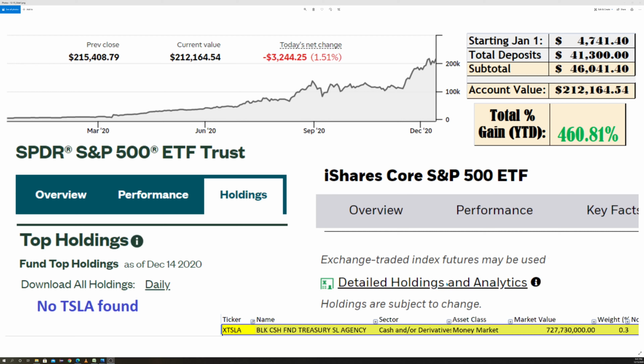Hello everyone. Today I'll give a quick update on my account, talk about some of the trades that I've executed this week, then the status of the Tesla inclusion into the S&P 500, and where some of the ETF funds stand on that inclusion as far as holdings go.